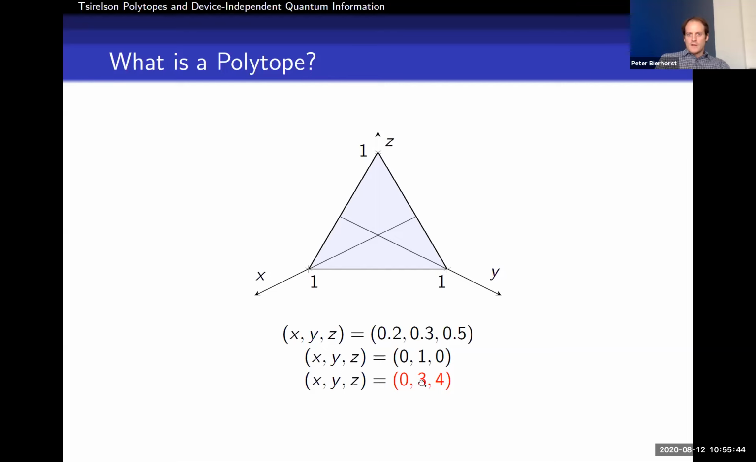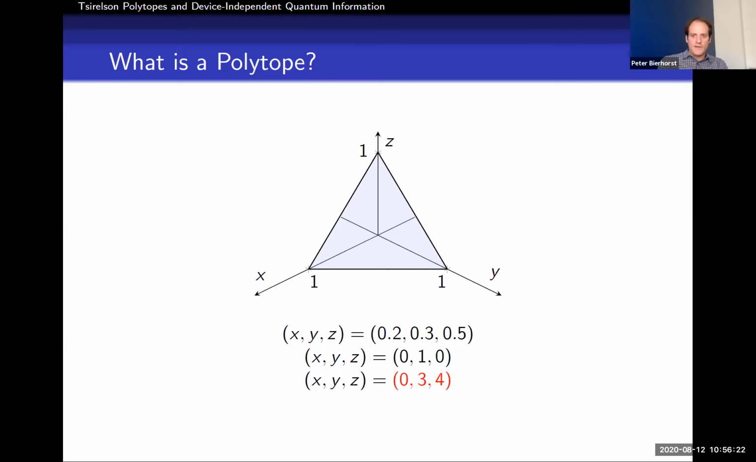But then this last point, x, y, z equals 0, 3, 4. This is a y coordinate of 3 and a z coordinate of 4. That would be way up here in the upper right-hand corner. That's nowhere near this triangle. It's not in there. So a polytope is just a polygon in a higher dimensional space. And a lot of the time when we're dealing with spaces of probability distributions, we end up finding polytopes. Not all the time. Sometimes we have curved boundaries and it's not polygonal, but we're going to be talking about a lot of these polygons of probability distributions.